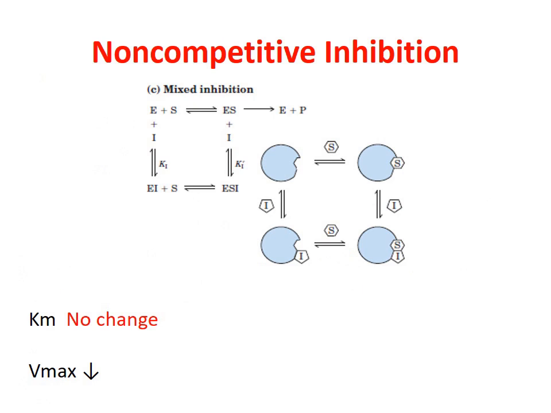In the case of non-competitive inhibition, which is also called mixed type of inhibition, the inhibitor binds either the free enzyme or the enzyme substrate complex and inhibits the reaction. In this type of enzyme inhibition, the Km value is unaffected while Vmax is decreased.